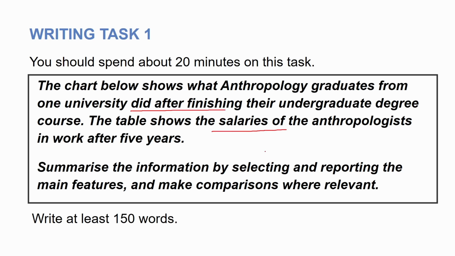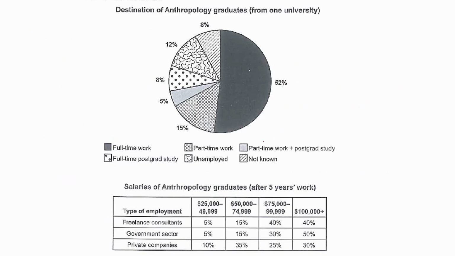So as you know, the instruction is always the same in writing task 1. We need to summarize the information and make comparisons where relevant. Step 2 is to understand the data. Let's begin with the pie chart. The biggest part, full-time work, 52%. I will mention that at the beginning. Then we have part-time work and part-time work plus post-grad study. I will put them together, I will group them because both of them are part-time work and the only difference is post-grad study.